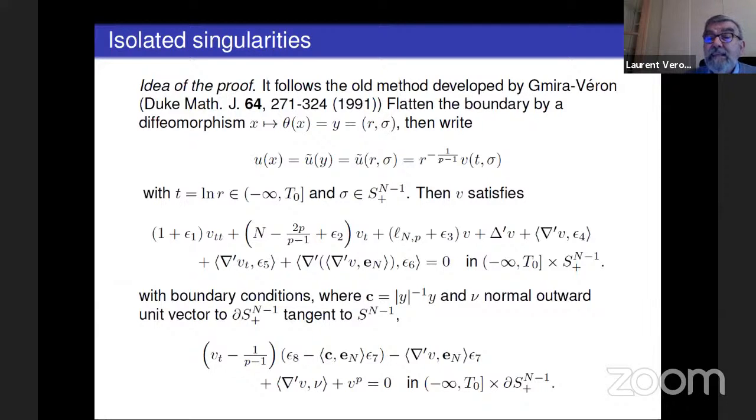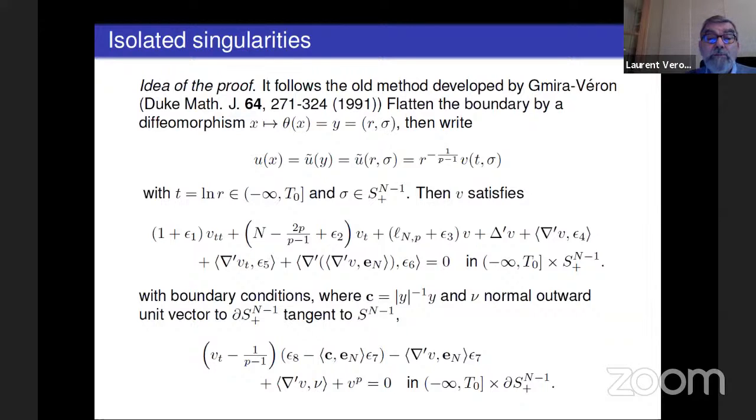And then after that, I have a lot of perturbations, which are delta prime of this scalar product with some epsilon 4, then delta prime of V_t times epsilon 5, then delta prime of the scalar product of delta prime of V with e_n, which is the normal vector in R^{n-1}, R^n_+, times epsilon 6. So it's a bit complicated. I'm going to explain a little what those epsilon are, okay?